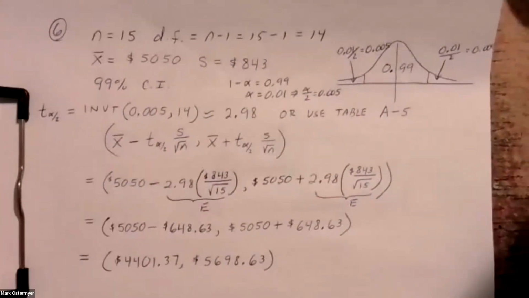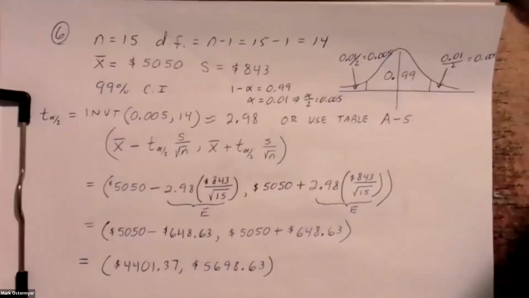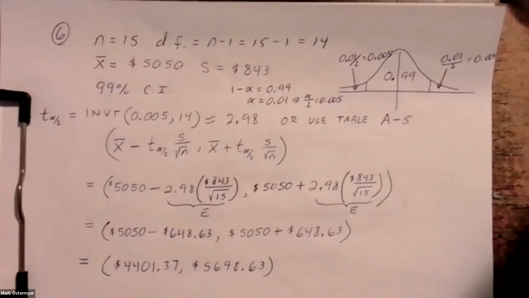All right. So problem number 6 here. It says a survey of 15 randomly selected employed people in Washington, D.C. found that the mean monthly income was $5,050. Standard deviation for the sample is $843. Find the 99% confidence interval for the mean monthly income of workers in the Washington, D.C. area.